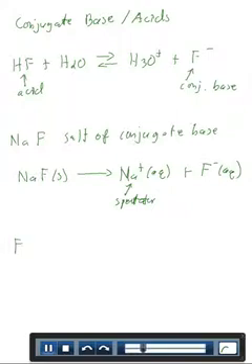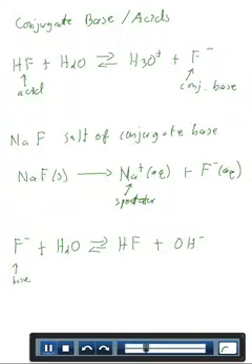And so if you have fluoride in solution, it can react with water, and since it's a base, it will accept a proton to produce HF and the resultant OH- ion. So here we have a base reacting with water to produce its conjugate acid in solution.